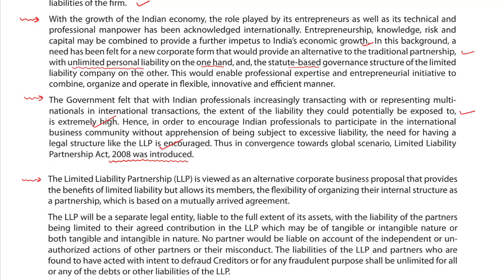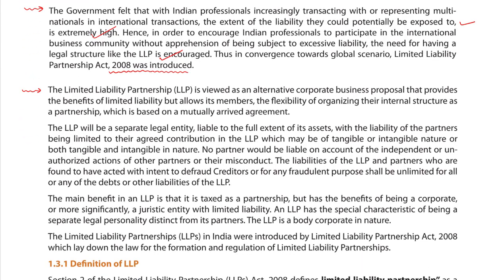Next, the Limited Liability Partnership, LLP, is viewed as the alternative corporate business proposal that provides the benefits of limited liability but allows its members the flexibility of organizing their internal structure as a partnership, which is based on a mutually arrived agreement.